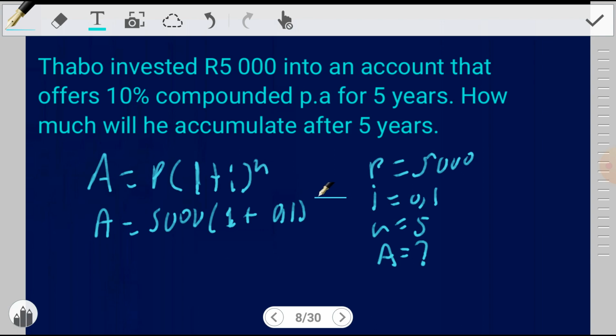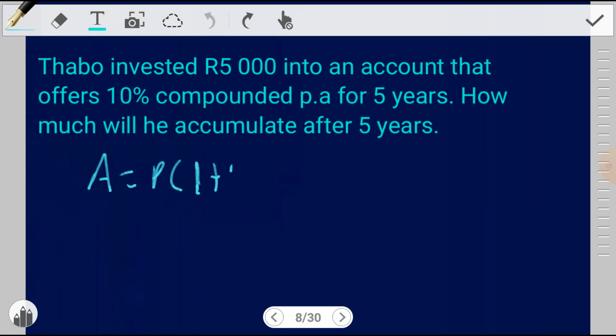Okay, so this is going to be to the power of 5. You just have to get the answer of this, and that's your answer. Let me show you another example.